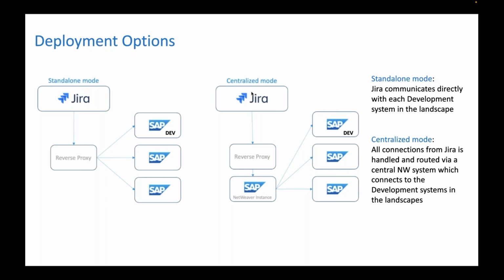We are also supporting a centralized mode, wherein you can have a central NetWeaver system which Jira will be directly communicating to, and this NetWeaver system will be connecting to the other development systems in the landscape. Here we'll be using RFC connections from the central NetWeaver system, and Jira need not have a direct connection to the other systems in the landscape. So that's a centralized mode. Here all the connections are diverted through the existing NetWeaver instance. So you don't need to have a separate NetWeaver instance for this. We can make use of any of the existing systems in your landscape or even Solution Manager, but you don't need to have anything configured in there.